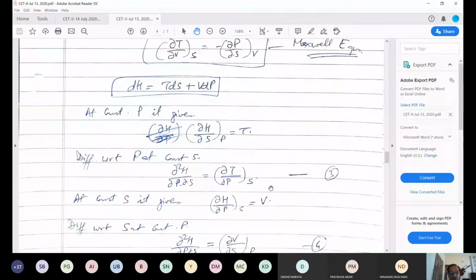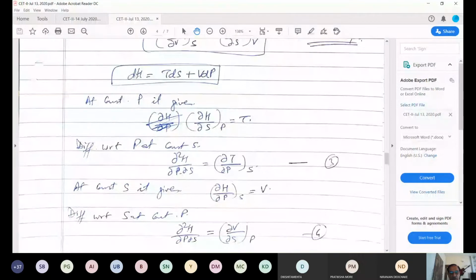Again, same equation. This time we start with constant entropy. Last time we did constant pressure, now we do constant entropy. So what we'll get is ∂H/∂P at constant entropy is equal to V. Now dS is 0 because entropy is constant. So now we take constant pressure and differentiate with respect to S. What we get is ∂²H/∂P∂S is equal to ∂V/∂S at constant pressure.